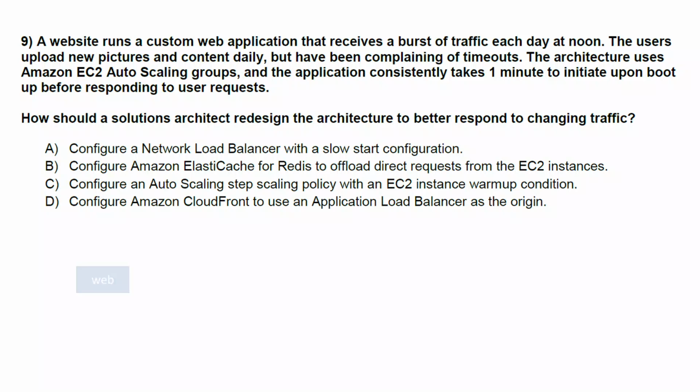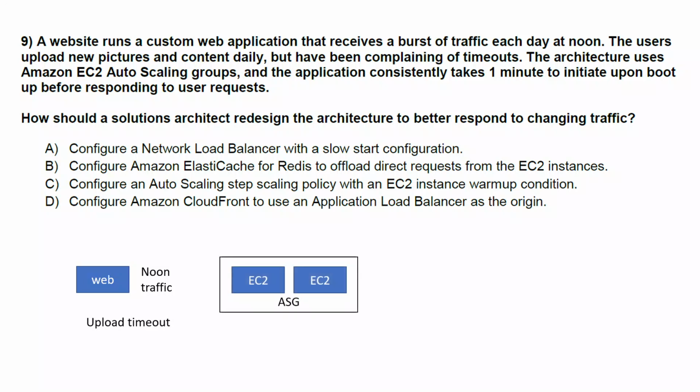Here we have a custom web app that receives a burst of traffic at noon. And users are seeing timeouts when uploading pictures and content. The architecture uses EC2 instances in an autoscaling group. And when new instances are launched by autoscaling, the app requires an additional 1 minute to initialize. So what should we do to respond better and avoid the timeouts?